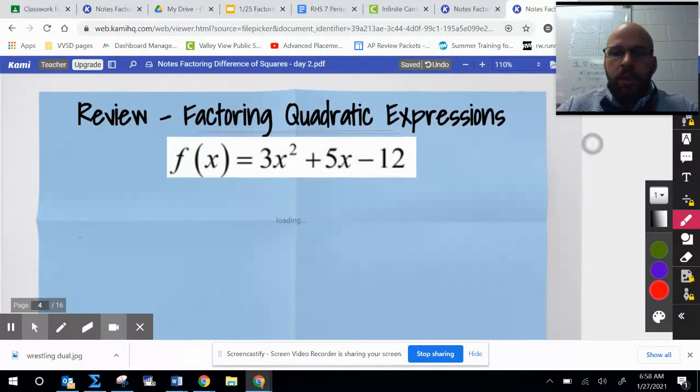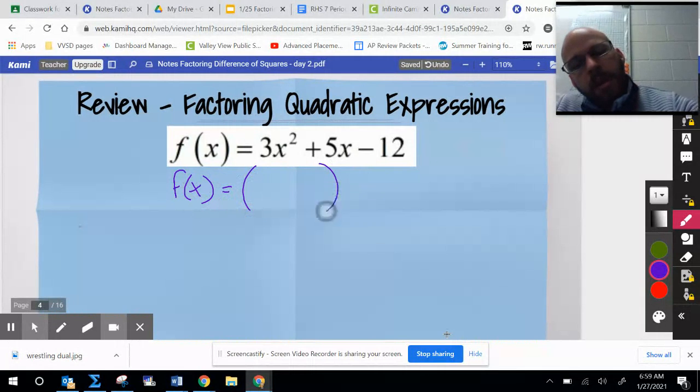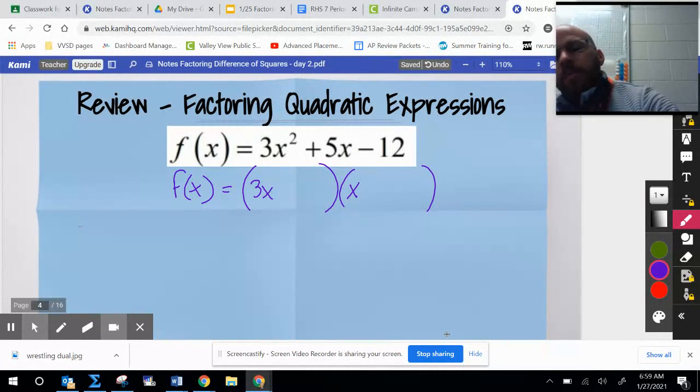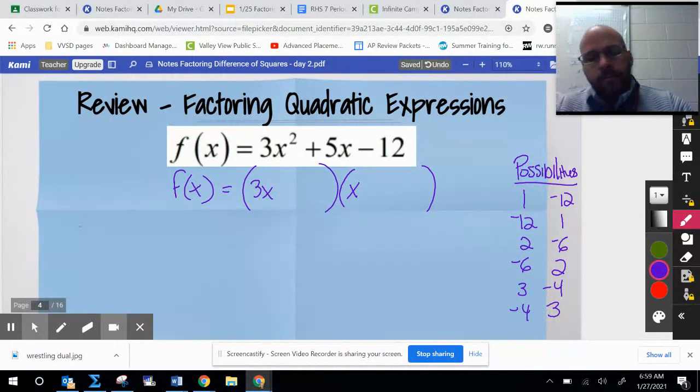Okay, I have a second one. So if I do the same thing, I'm going to make my parentheses. I'm going to separate that first term into 3x and x. I'm going to write out my possibilities for -12. I'm going to say 1 and -12, -12 and 1, 2 and -6, -6 and 2, 3 and -4, -4 and 3. Now I have a lot of possibilities here, so it might take me a few tries.